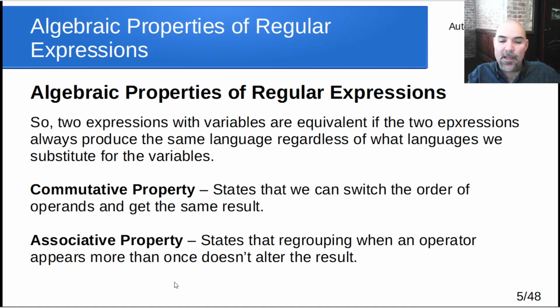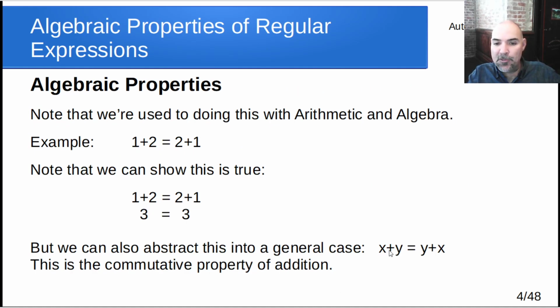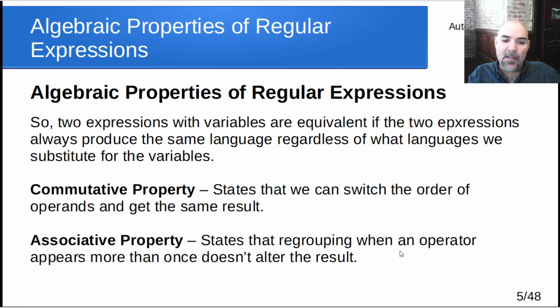So back to here, this is an algebraic property of addition. The commutative property of addition says you have two things separated by a plus sign, you can just switch the order of them and it will not change the value. So the commutative property basically says we can switch the order of operands and get the same result. If we have an operator and operands on either side of it, the commutative property says those can switch and it will not change the result.